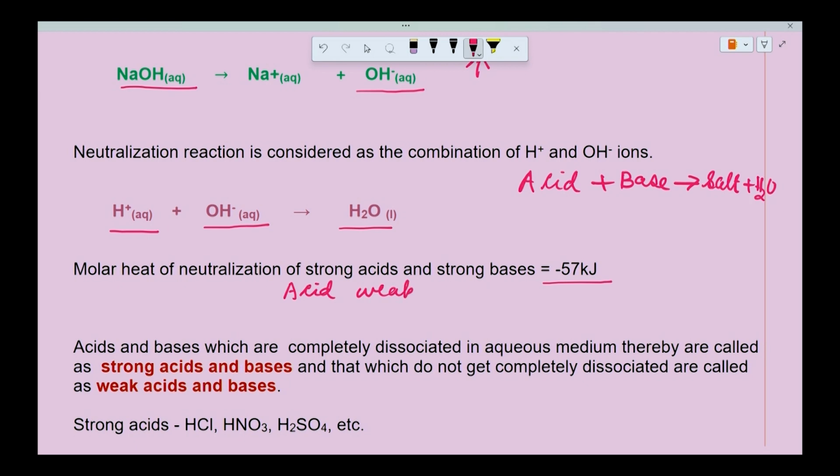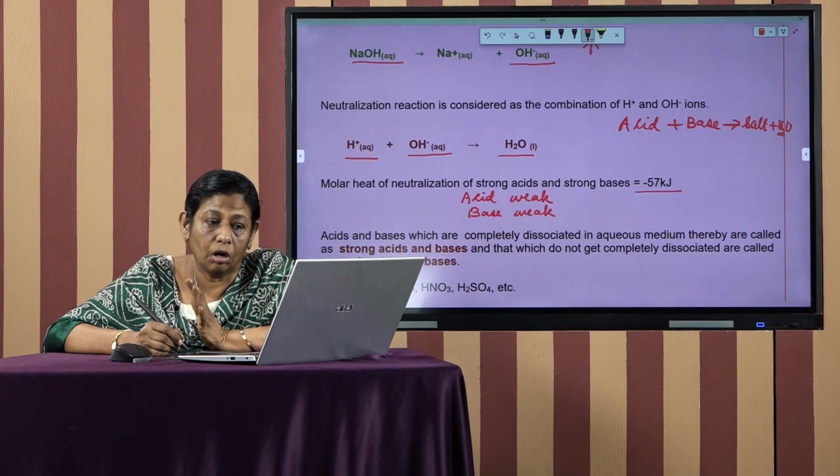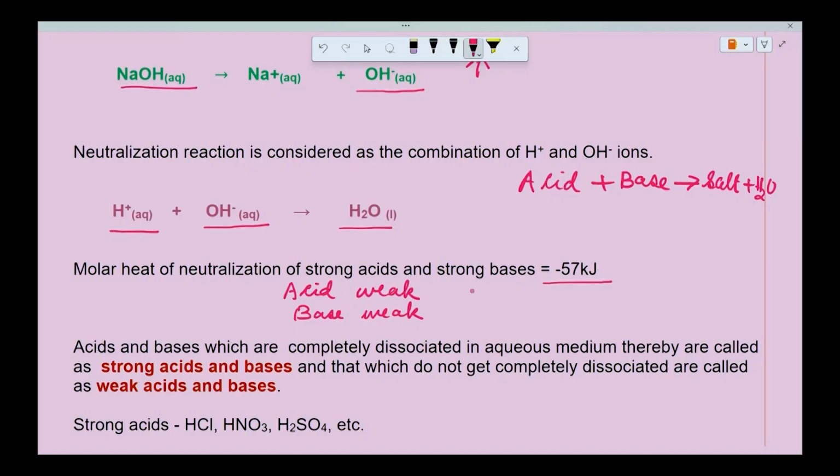In the case where the acid is weak, or the base is weak, or both are weak, in all these conditions the value will be less than minus 57 kilojoules. You can say that, without taking the sign, it will be numerically less than 57, that is, it can give a value like minus 56 or minus 53. Do not take the minus as a negative sign; it shows that the energy is being released per mole.